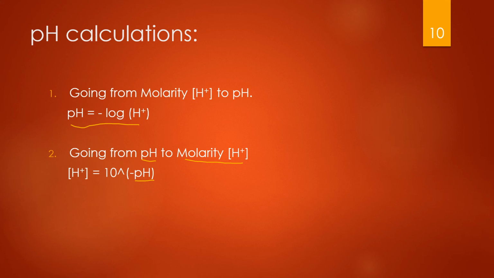So this is how it looks in your calculator. So it's 10 to the power of, and once again, don't forget that negative sign. So by doing this calculation, you're going to be able to, based off of the pH, figure out the concentration of the H+ ions in that solution.